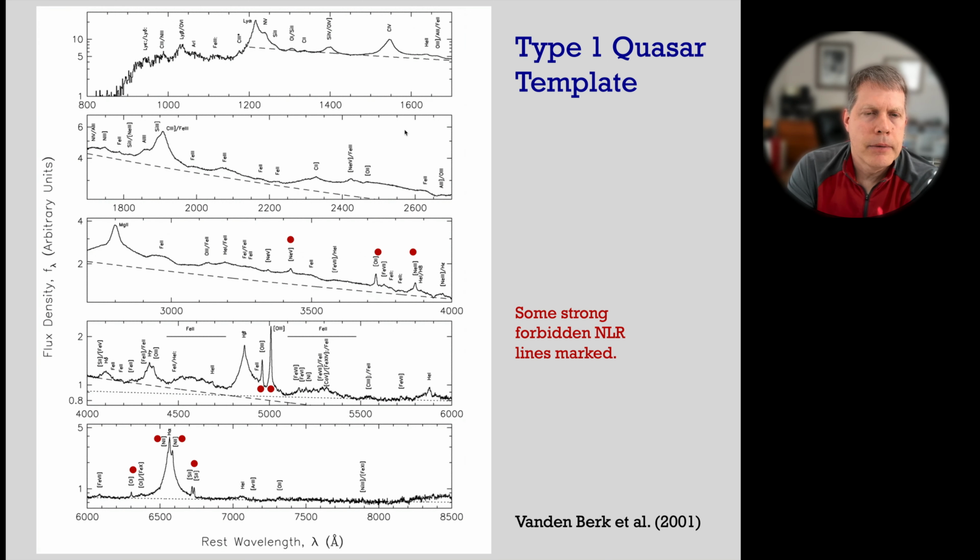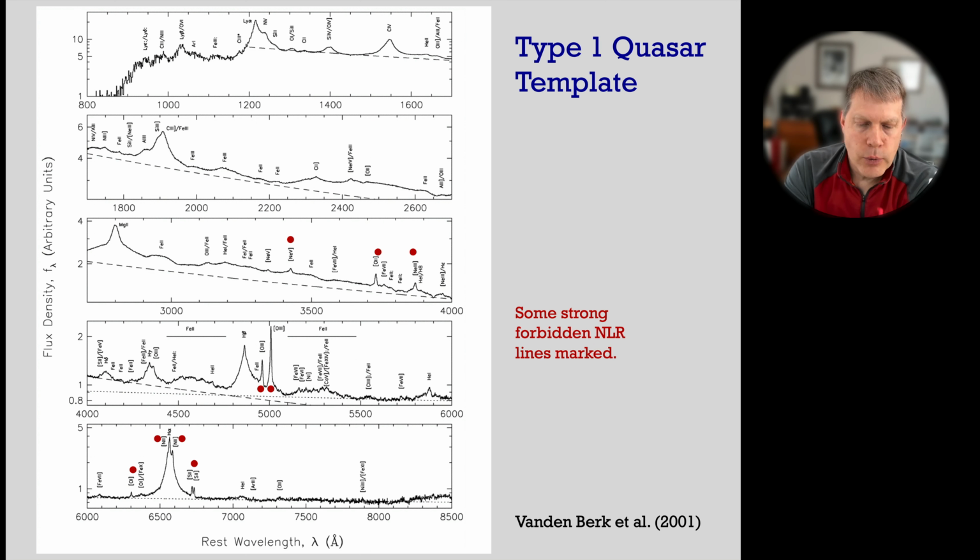And this plot here shows for a type 1 quasar template some of the strong forbidden NLR lines, which I have marked here with these red dots. And so here is, again, the O3 lines. You can see their profiles are substantially narrower than, for example, H beta. Here is H alpha, which is blended with forbidden nitrogen 2. There are also other lines like oxygen 1 here, sulfur 2 here, and so on, neon 5 here. These are some of the strongest forbidden NLR lines.